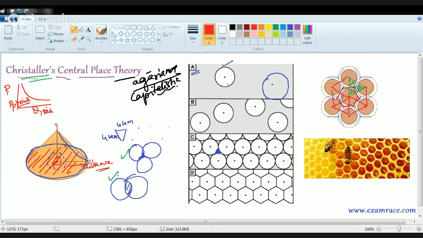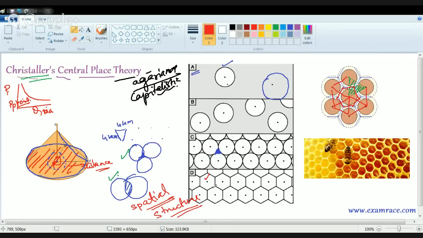So what Christaller suggested was that the hexagonal shape is the best way to depict the settlement processes and the spatial structure for a hierarchy of settlements. So he talked about a spatial structure here and he said the best way to depict it is a hexagonal shape.